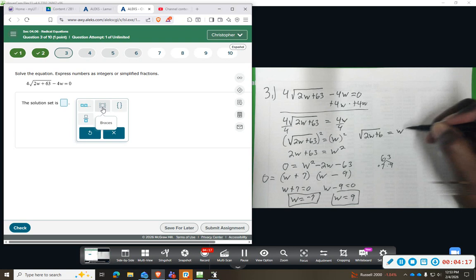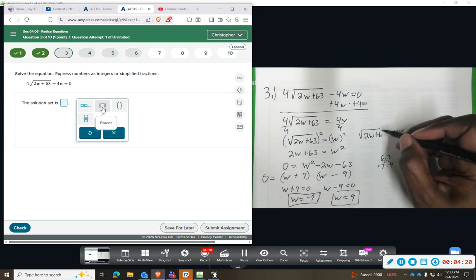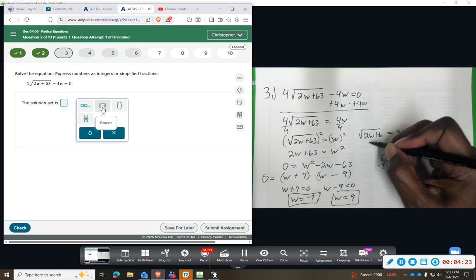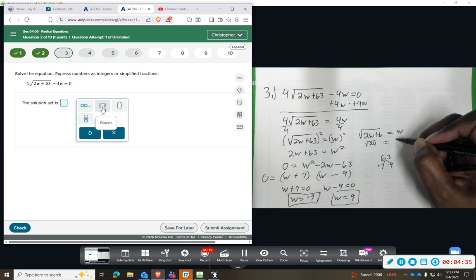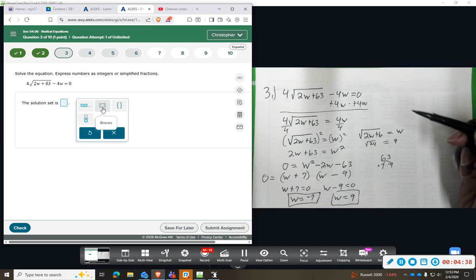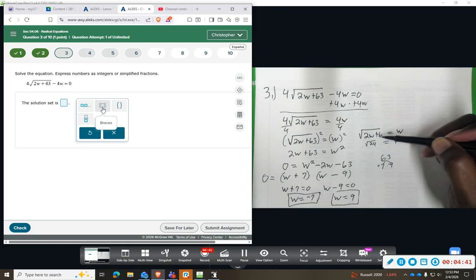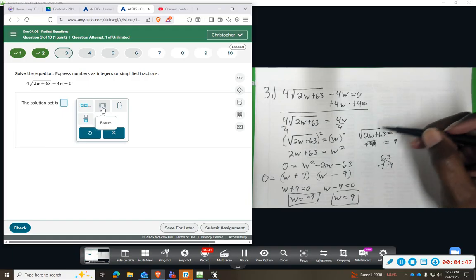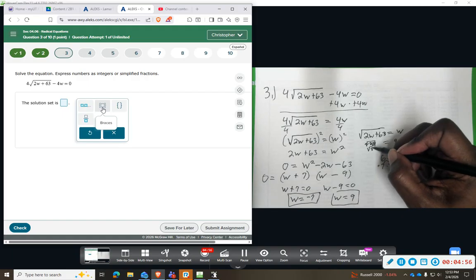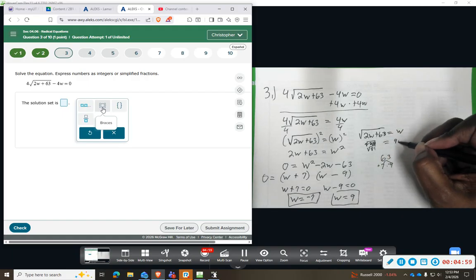equals w. Now, if I plug in a 9, I get 18 plus 6 gives me 24. And the square root of 24, we're checking to see if that equals 9, which doesn't seem like that's going to work. So again, that's plugging in 9 times 2. I need a 63. I don't know why I wrote 6. Sorry. That's not right. So 9 times 2 is 18. 18 and 63 give us 81. So we're looking at the square root of 81. Square root of 81 is equal to 9. That one checks out.